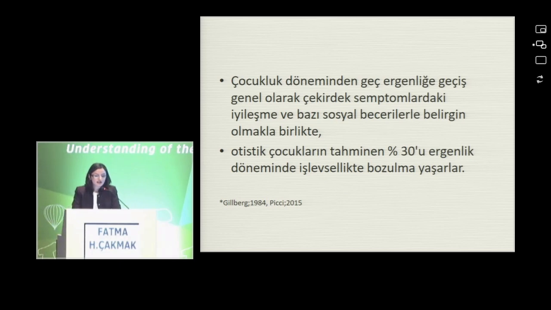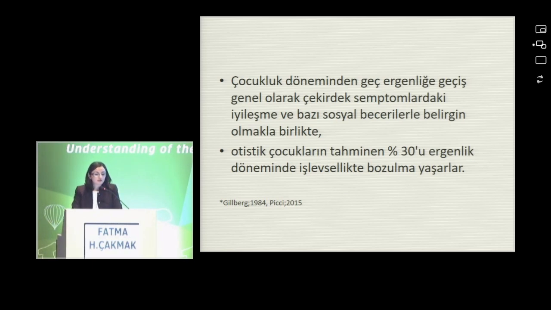From childhood to late adolescence is associated with transition, we know it, and that transition is generally marked by improvements in core symptoms and some social skills. An estimated 30% of children with autism experience deterioration in functioning with onset of puberty. Gilbert was the first person who talked about that.